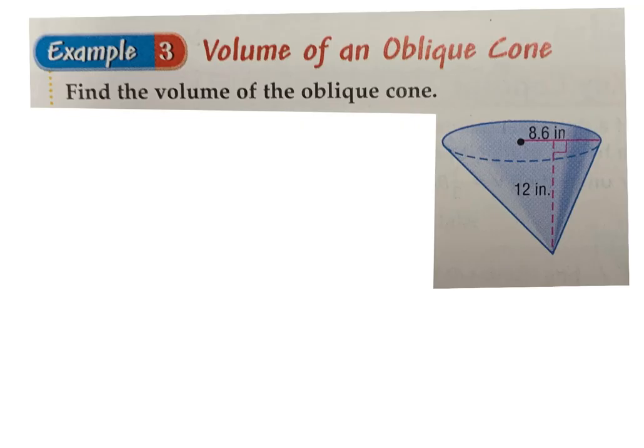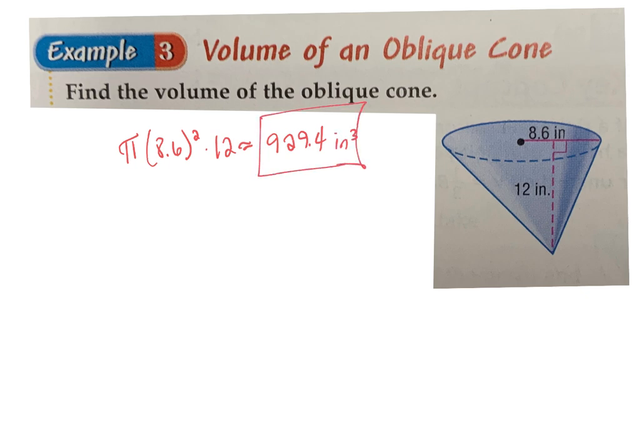All right, oblique. Oblique is the same way. Just make sure you're using perpendicular height, not the slant height, okay? For this one, pi r squared, they give us the r. They give us the perpendicular height, and you will just plug it in. And this is also cubic inches.